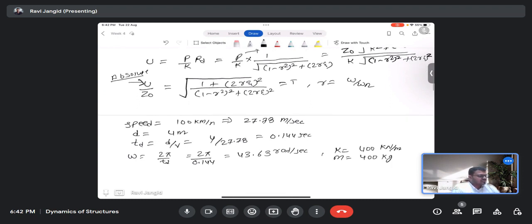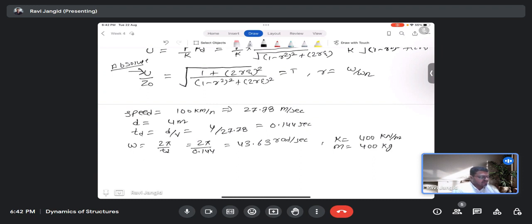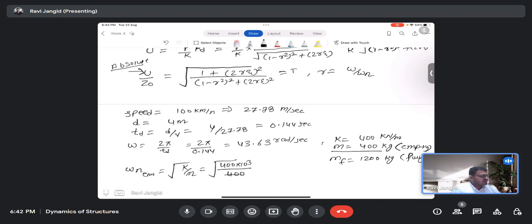So the thing you need to determine is omega n. The mass is 400 kg when it is empty, and the mass is 1200 kg when it is fully loaded. So omega n of empty is root of k by m, where k is 410 raised to power 3 and m is 400. So that will cancel out, and it comes out to be 31.62 radian per second.